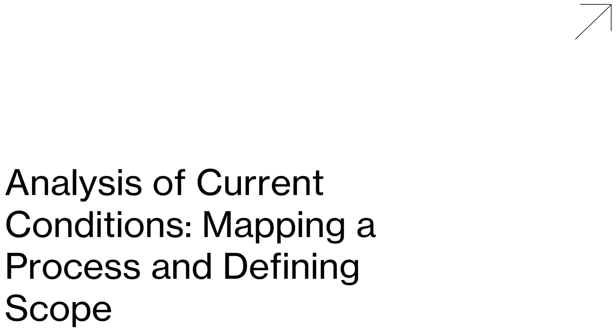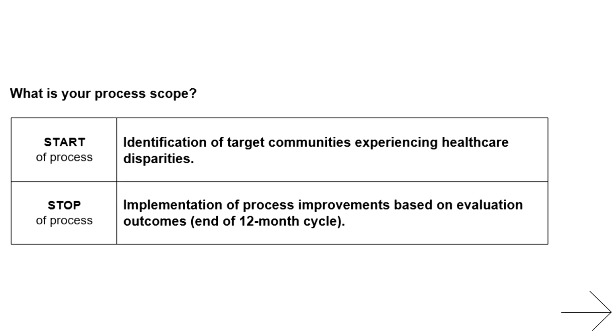Conditions, mapping a process and defining scope. The scope for the Quality Improvement Project: the process begins with the initiation of target communities experiencing healthcare disparities. It concludes with the implementation of process improvements based on evaluation outcomes at the end of the 12-month cycle. These clear start and stop points ensure that the project remains focused on addressing healthcare gaps in underserved populations and measures the impact of interventions over a defined period.